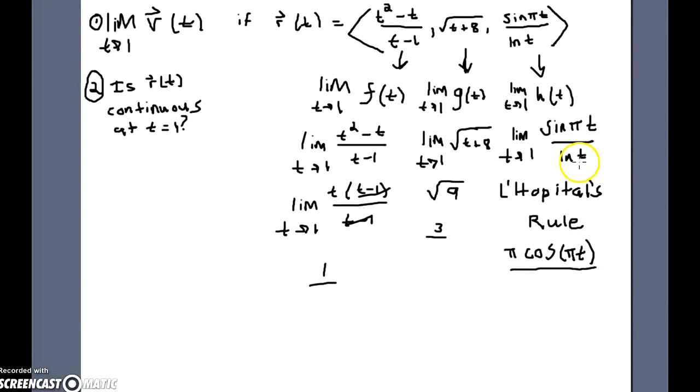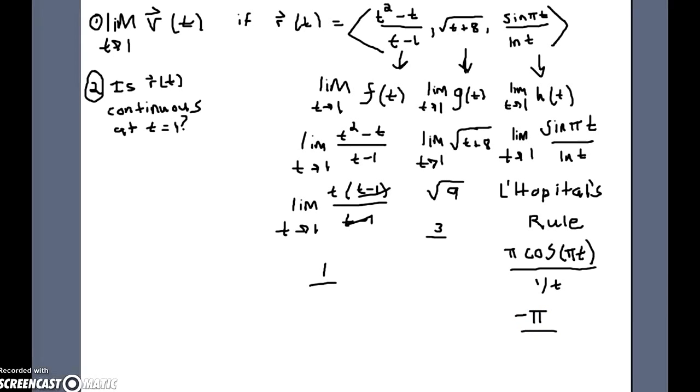And hopefully you remember, the derivative of ln of t is 1 over t. So let's test again. Let's plug in 1 for t. When we plug in 1 here, we get the cosine of pi, which is negative 1. Negative 1 times pi is negative pi. And when I plug in 1 here, 1 over 1 is 1. So therefore, the limit of the z function here is negative pi.